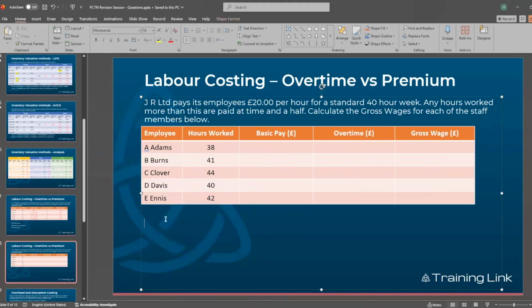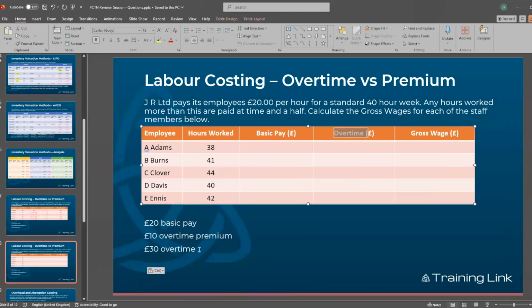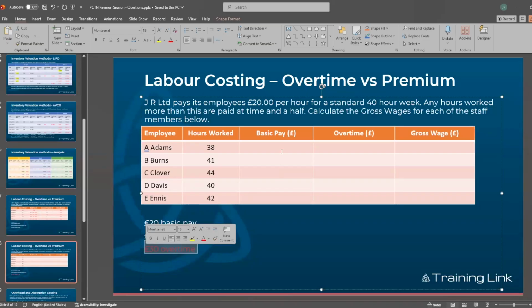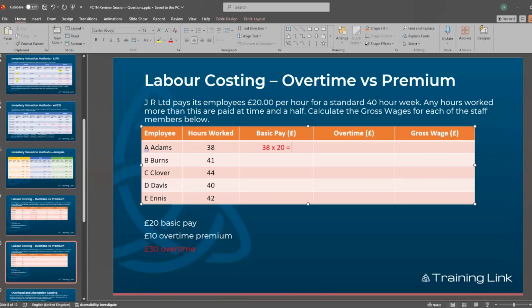Because what we're going to do this time, on the next one, I'll copy that there. We're going to do exactly the same, this time using overtime only. So we're going to be using the overtime rate of £30 there. So for basic pay on this one, 38 hours worked. So that's exactly the same. 38 times 20 equals 760. No overtime, meaning the gross wage is 760.